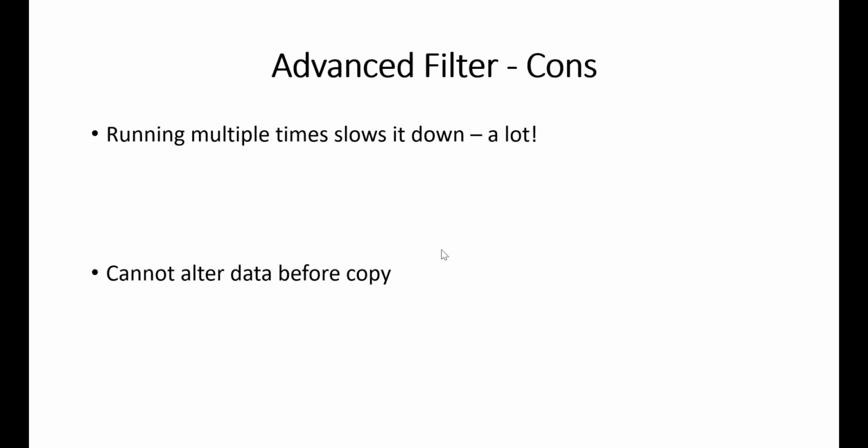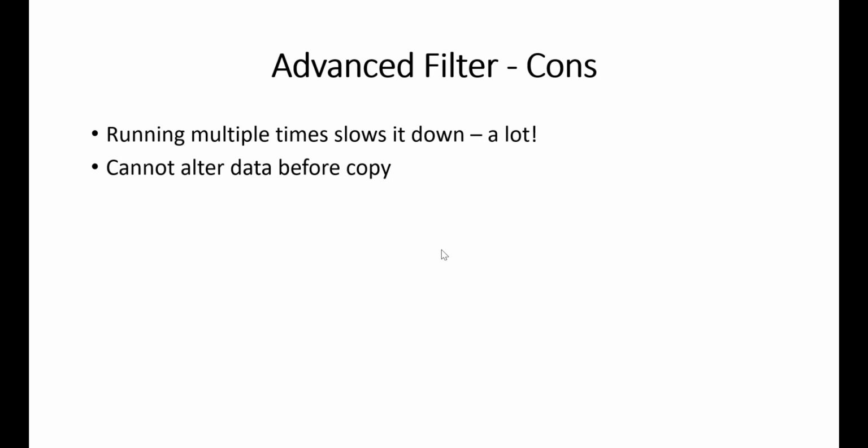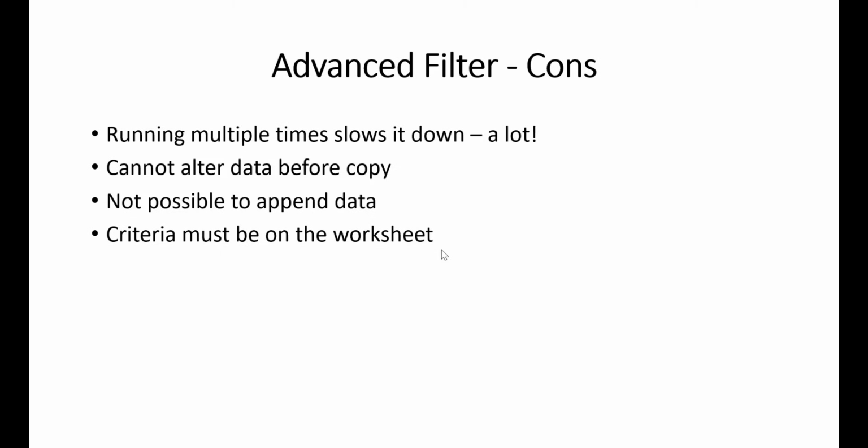Now, of course, with every tool, there's always going to be cons. Now, if you run advanced filter multiple times, so if you run it once and then again and again and again, then it will slow down a lot. Because when you access the worksheet a lot in VBA, it causes the performance to degrade. You cannot alter the data before copy. So it does one thing well, it copies, filters the data, but you can't change the data in any other way. So you'd have to do that after you copy. It's not possible to append data, and the criteria must be on the worksheet. Now this isn't a major con because basically you can put the criteria on any worksheet, so you could have a temporary worksheet where you store your criteria.